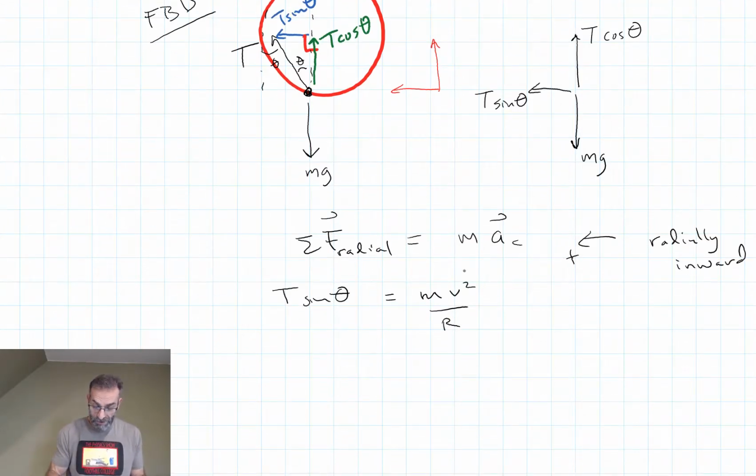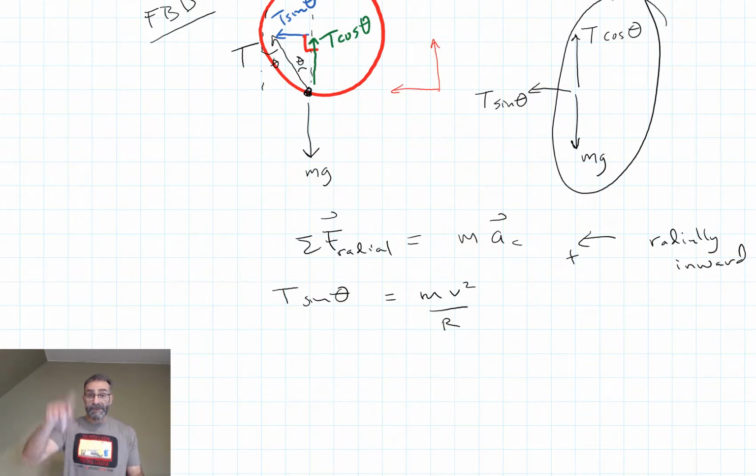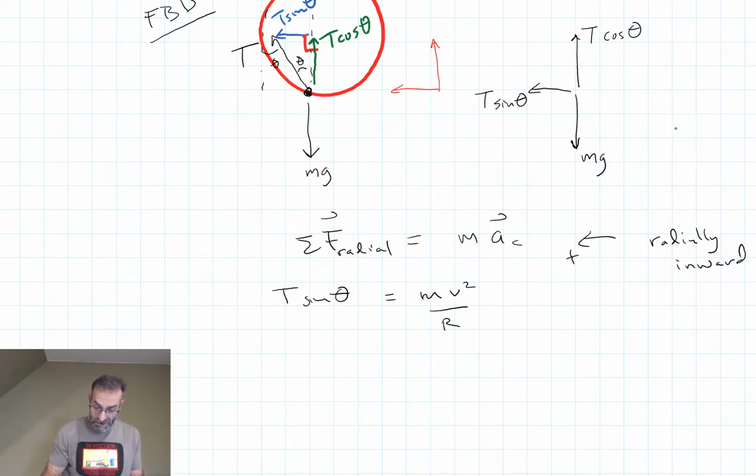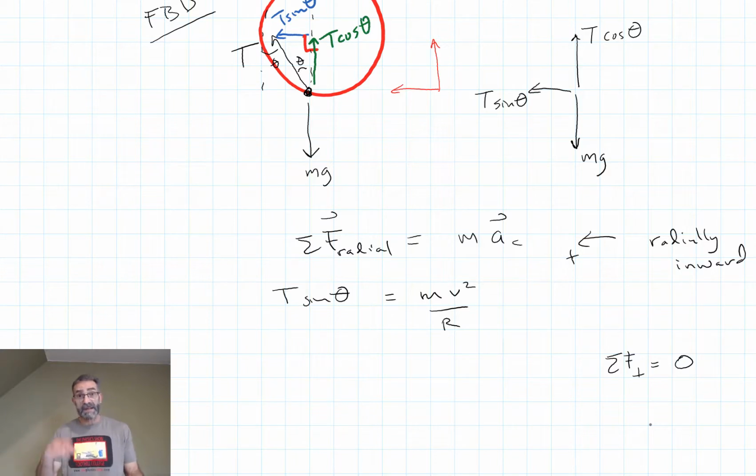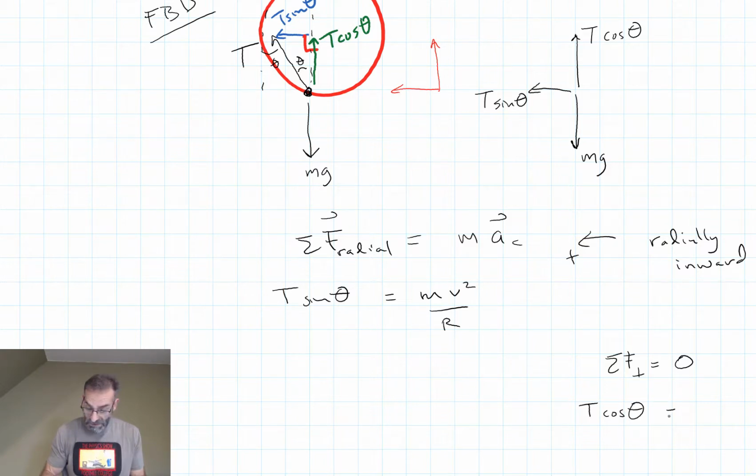Now we know one more thing about this. We know that the mass is not going up or down. It's always staying at the same height as it goes around that horizontal circle. So the sum of the forces in my perpendicular direction have to be 0. There's no acceleration in that direction. So that tells me that T cosine theta equals mg.